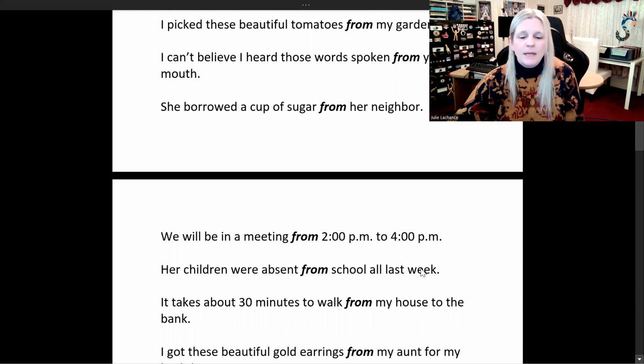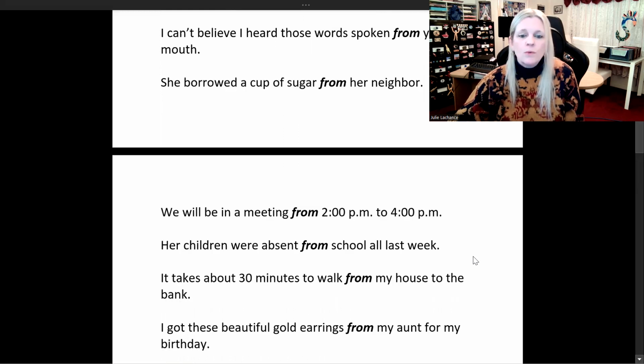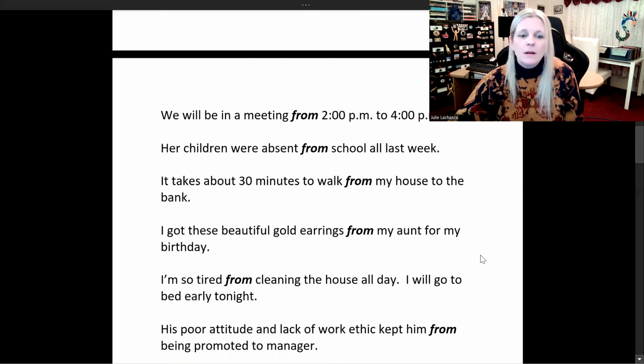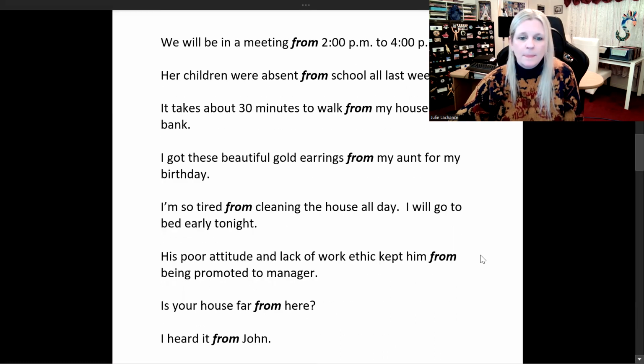We will be in a meeting from 2 p.m. to 4 p.m. Her children were absent from school all last week. It takes about 30 minutes to walk from my house to the bank. I got these beautiful gold earrings from my aunt for my birthday. I'm so tired from cleaning the house all day. I will go to bed early tonight.